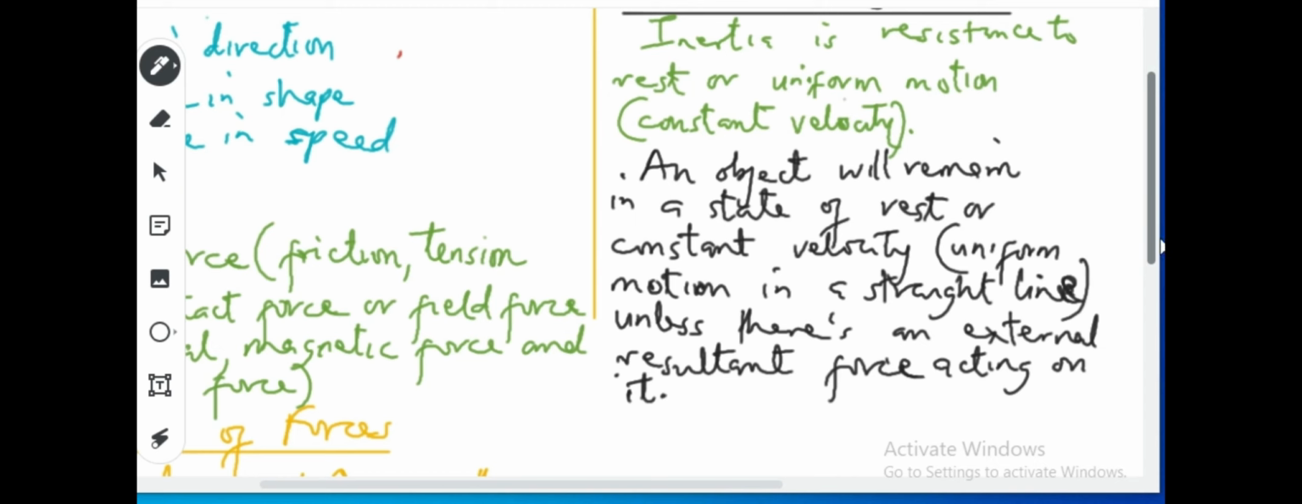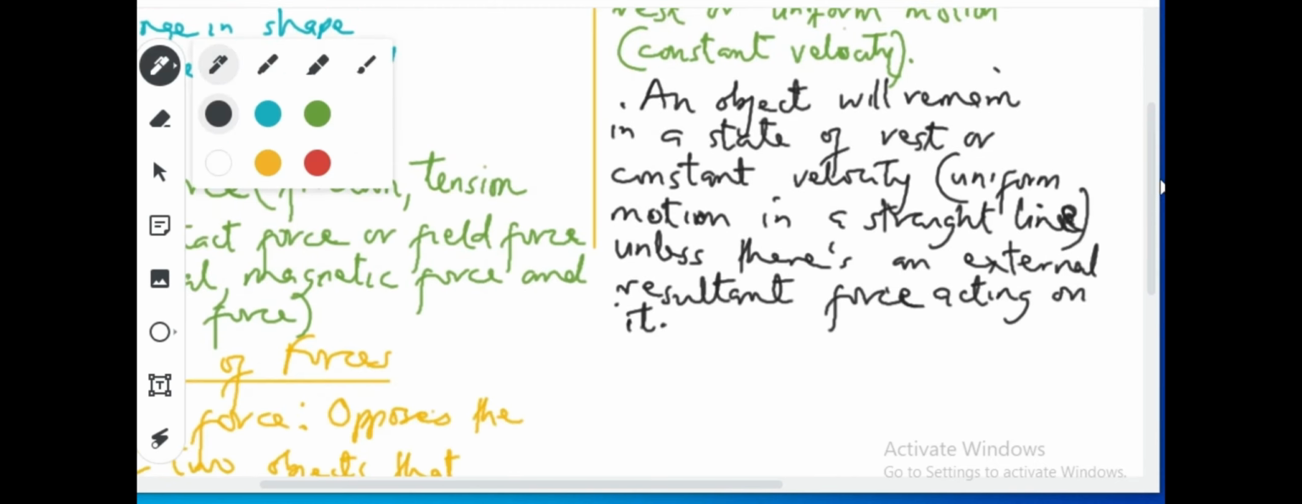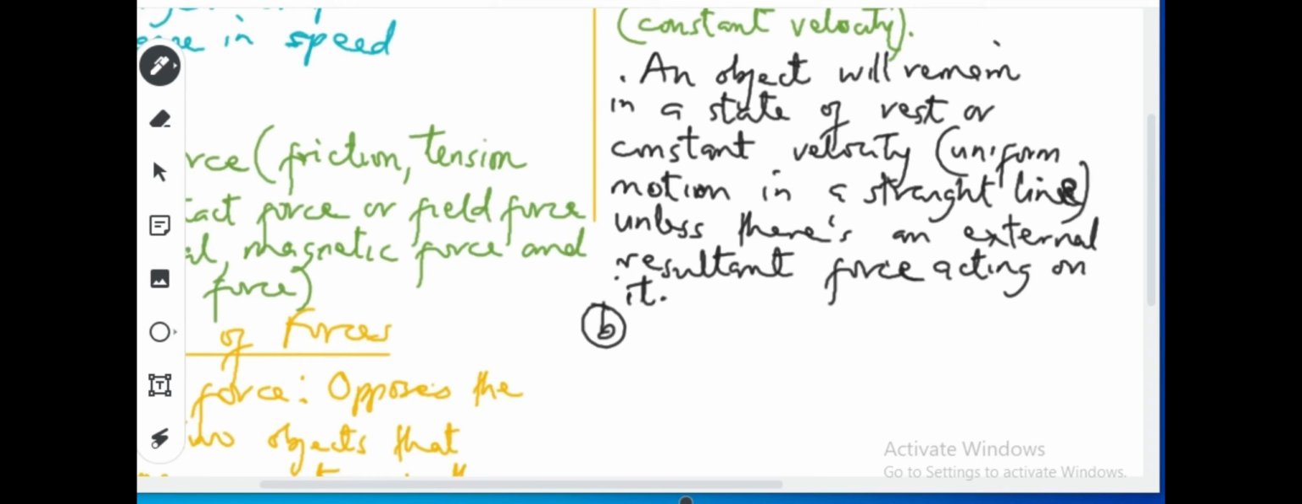So having said that, we need to talk about the second law for you to understand. The second law is about momentum. Because we are here to do momentum, I will just explain it in terms of acceleration and resultant force. When we look at momentum in another lesson, you will understand better.